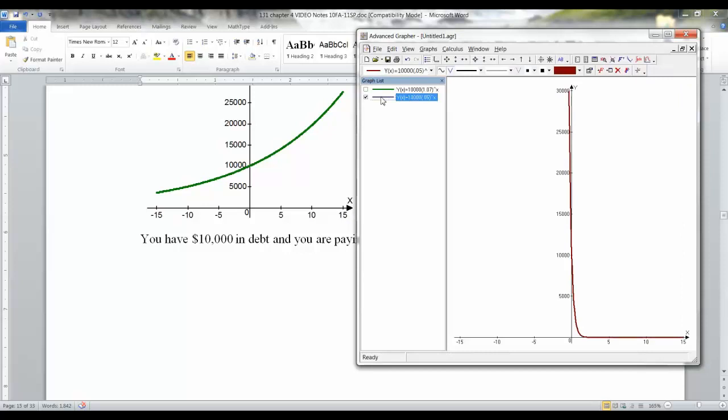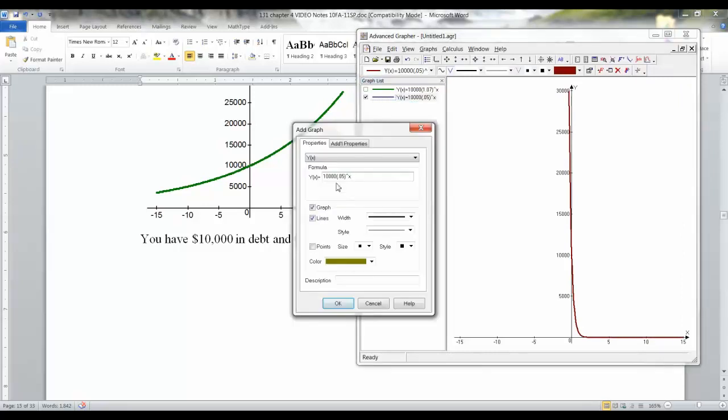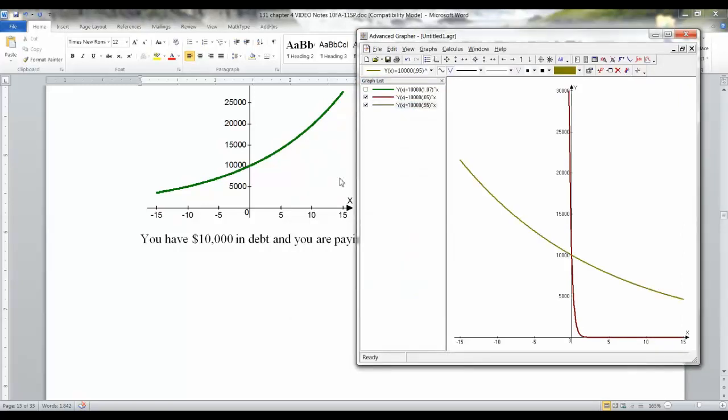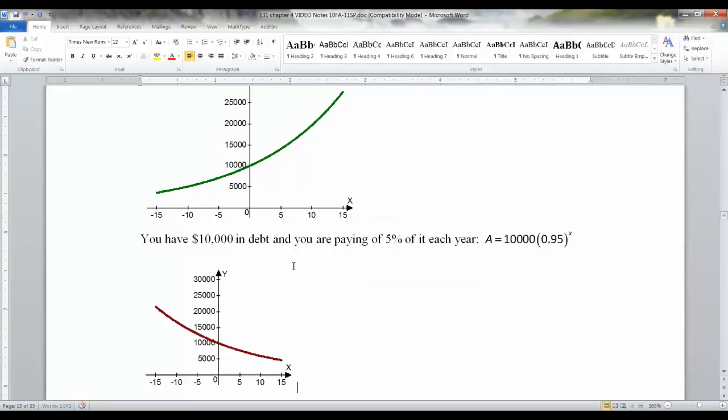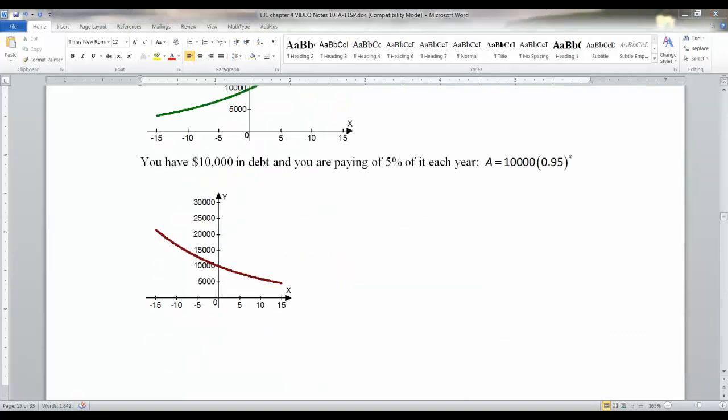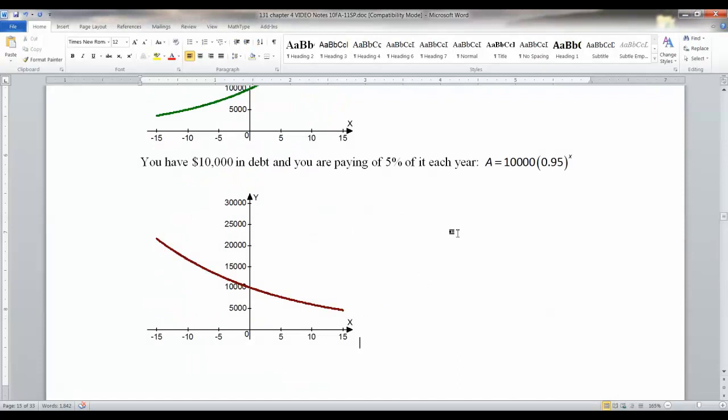Let me show you the difference between that one and 95%. So 95 would look like that. Much more sensible, right? It takes you years to pay off your debt. Okay. Let me make it red. Red is fine. All right, I'm going to copy and paste. Okay. There, I made it a little bigger so you can see.